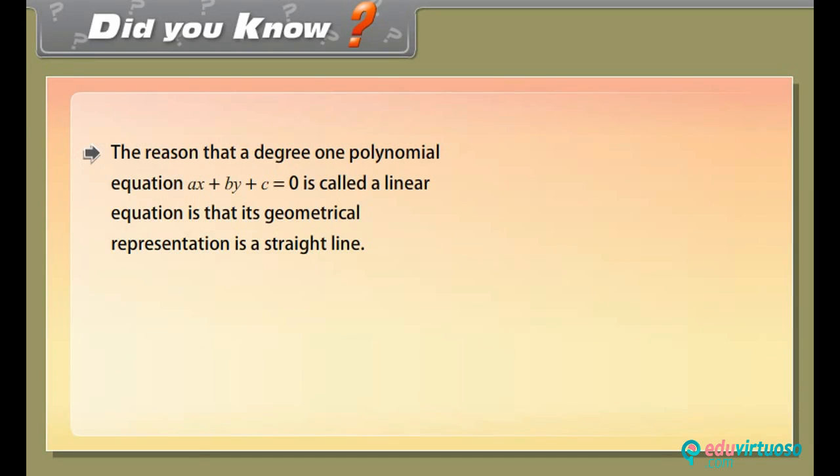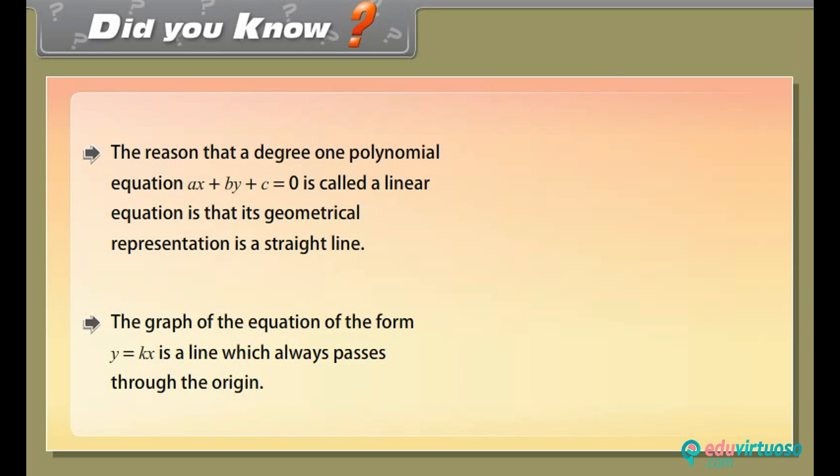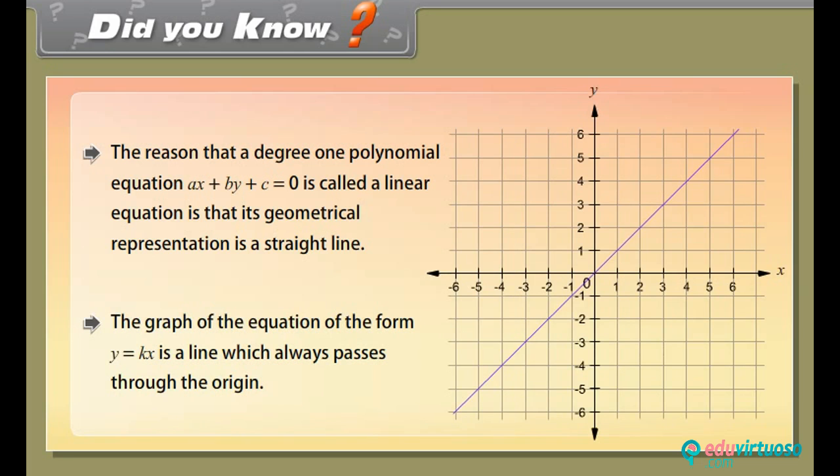Did you know? The reason that a degree 1 polynomial equation ax plus by plus c is 0 is called a linear equation is that its geometrical representation is a straight line. The graph of the equation of the form y is equal to kx is a line which always passes through the origin.